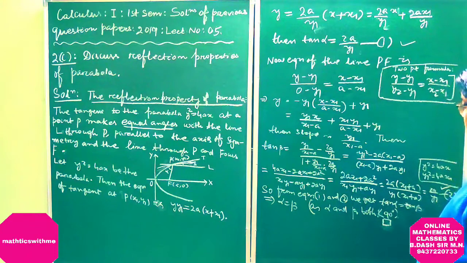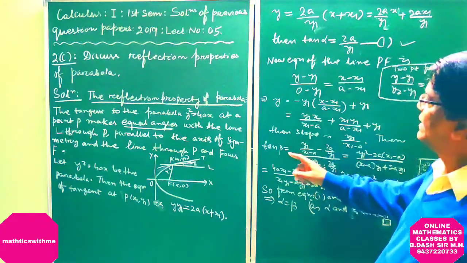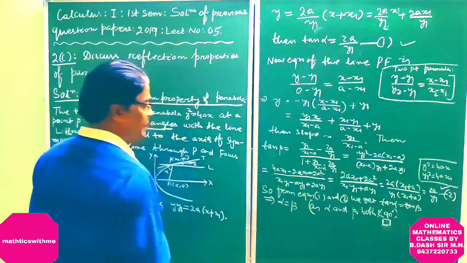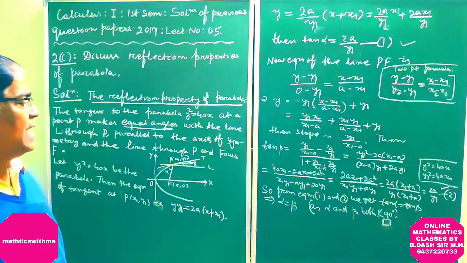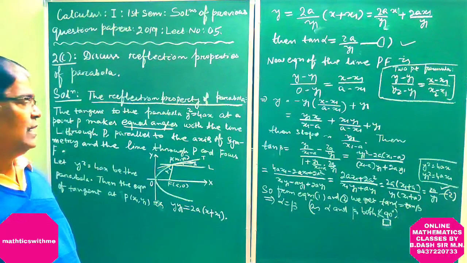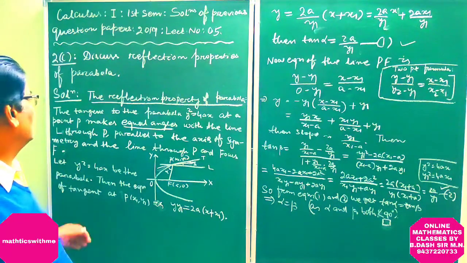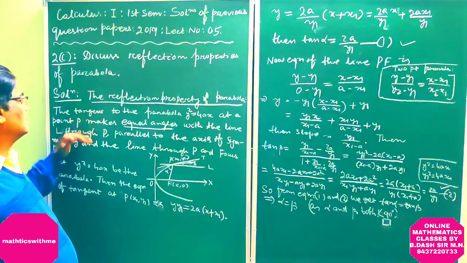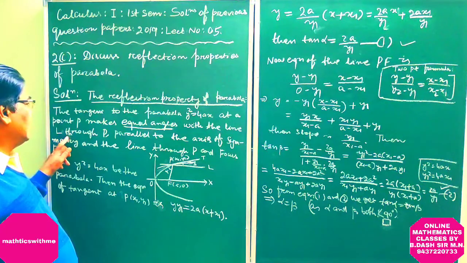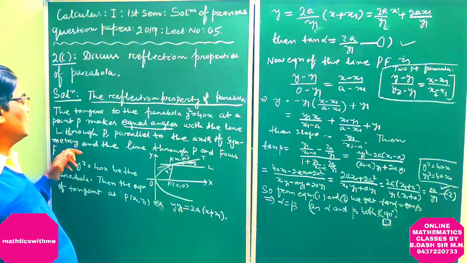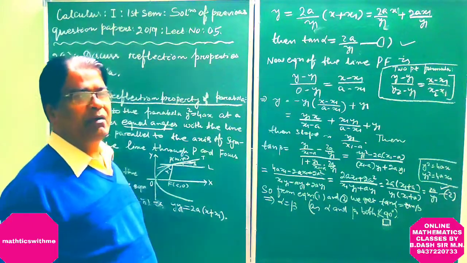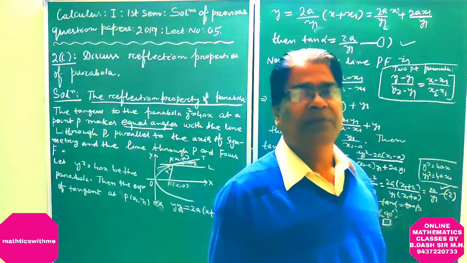So from equations 1 and 2 we get tan alpha is equal to tan beta, which means alpha is equal to beta because both are less than 90 degrees. So the tangent to the parabola at the point P makes equal angles with the line L and with the line PF. So our first problem is solved.